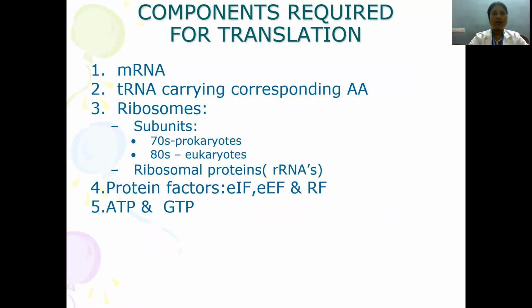So what are the components required for translation? We have 5 major components. One is the mRNA or messenger RNA. Second is the tRNA which carries the corresponding amino acid. Third one is the ribosomes. Ribosomes have subunits. The 70S ribosome in prokaryotes plays a role in translation, and the 80S ribosome plays a role in translation in eukaryotes. And other ribosomal components like rRNAs. And fourth are the protein factors, which are helpful in translation, which include eukaryotic initiation factor, eukaryotic elongation factor, and release factor. Fifth one is the energy source, ATP and GTP.